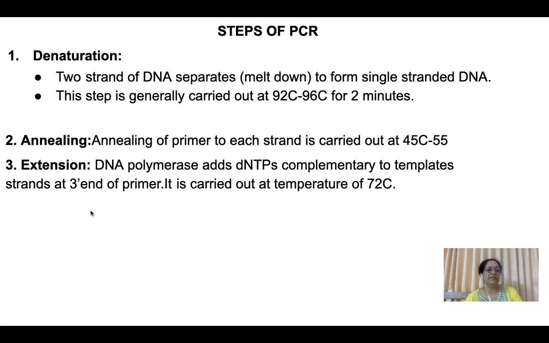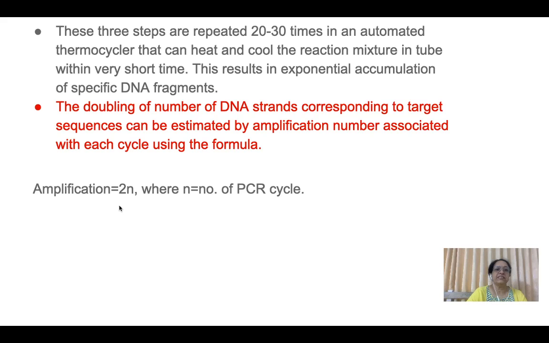And lastly, the third step, that is extension, where DNA polymerase adds dNTPs complementary to the template strands at the 3' end of a primer. It is carried out at a temperature of 72 degrees Celsius. These three steps are repeated 20 to 30 times in an automated thermocycler that can heat and cool the reaction mixture in the tube within a very short time. This results in exponential accumulation of specific DNA fragments.